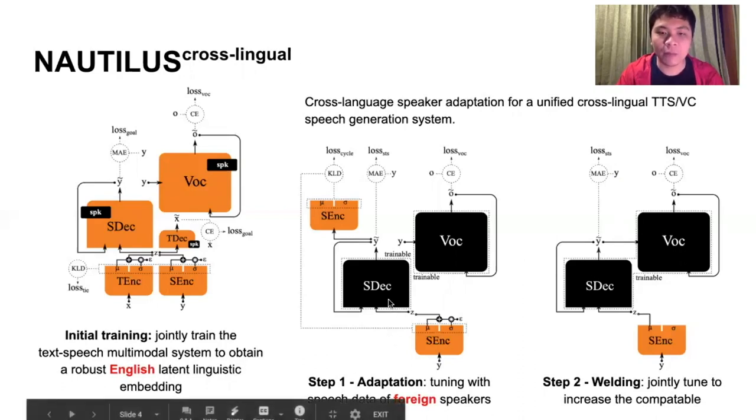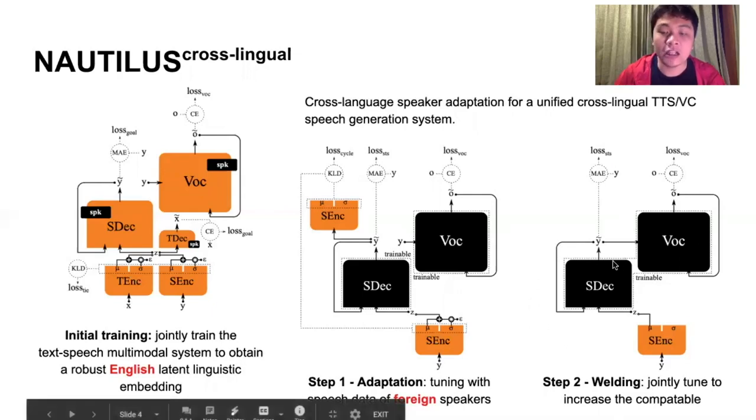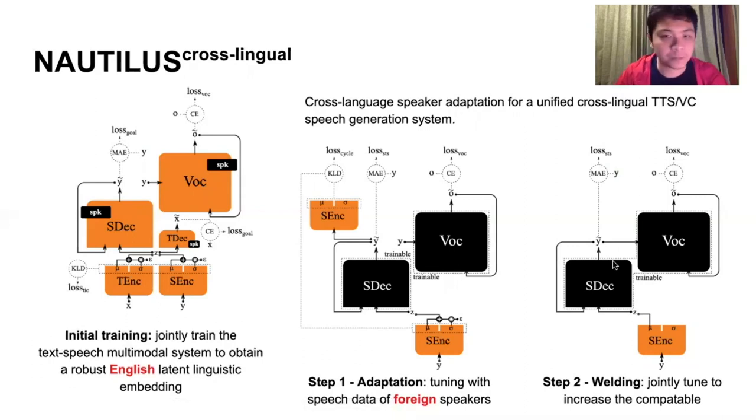In this step, we will tune the speech decoder and the vocoder to the target speaker. And then we can perform one extra step by jointly training the speech decoder and the vocoder to improve their compatibility. That's a step-by-step description of how we can learn voices using the robust system.